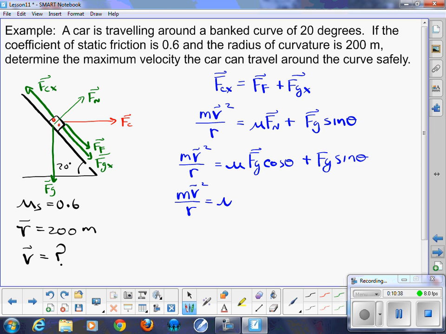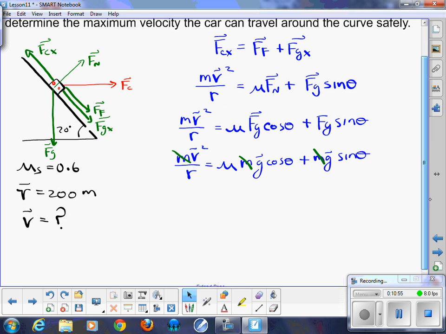If I go one more step of substitution here, I'm just going to get rid of the Fg's because I want you to see that Fg is mass times gravity, cos theta, plus mass times gravity, sine theta. Every term has a mass here, so the mass of the car does not matter for us here. Mass of car does not matter.